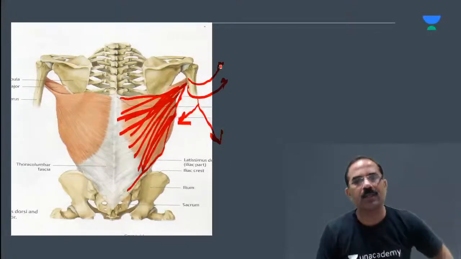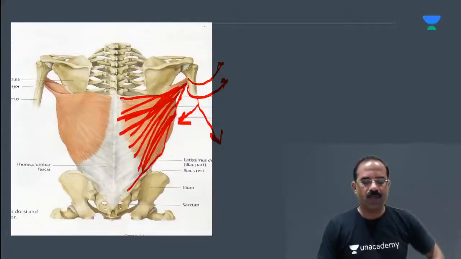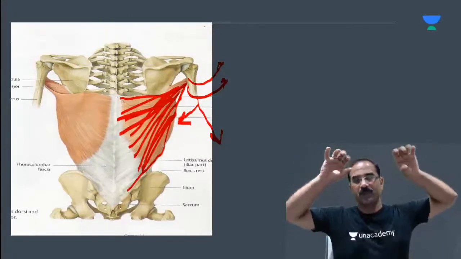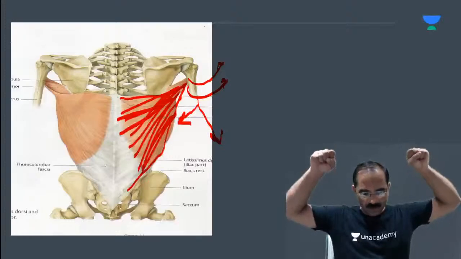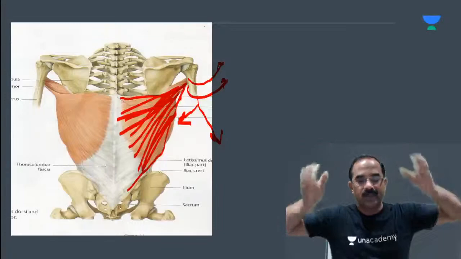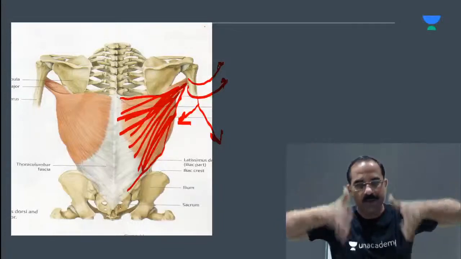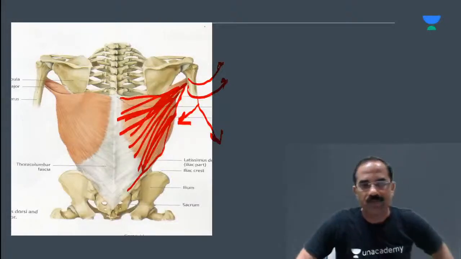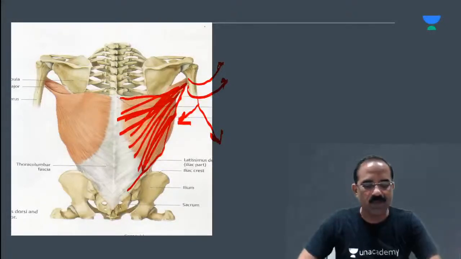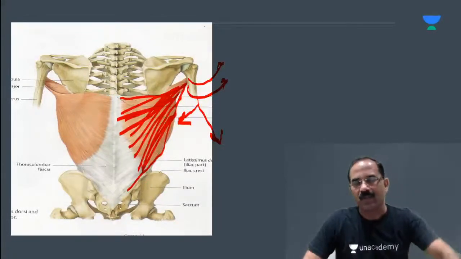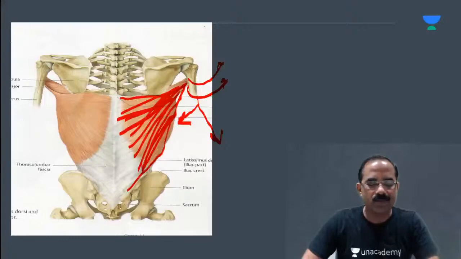Okay. And this latissimus dorsi, you see a person doing pull-ups. There's a bar and the person holds the bar and pushes his body upwards like this. Or you've seen a person climbing a tree. This is a muscle which helps a person to climb a tree. And this latissimus dorsi is therefore known as the climber's muscle.